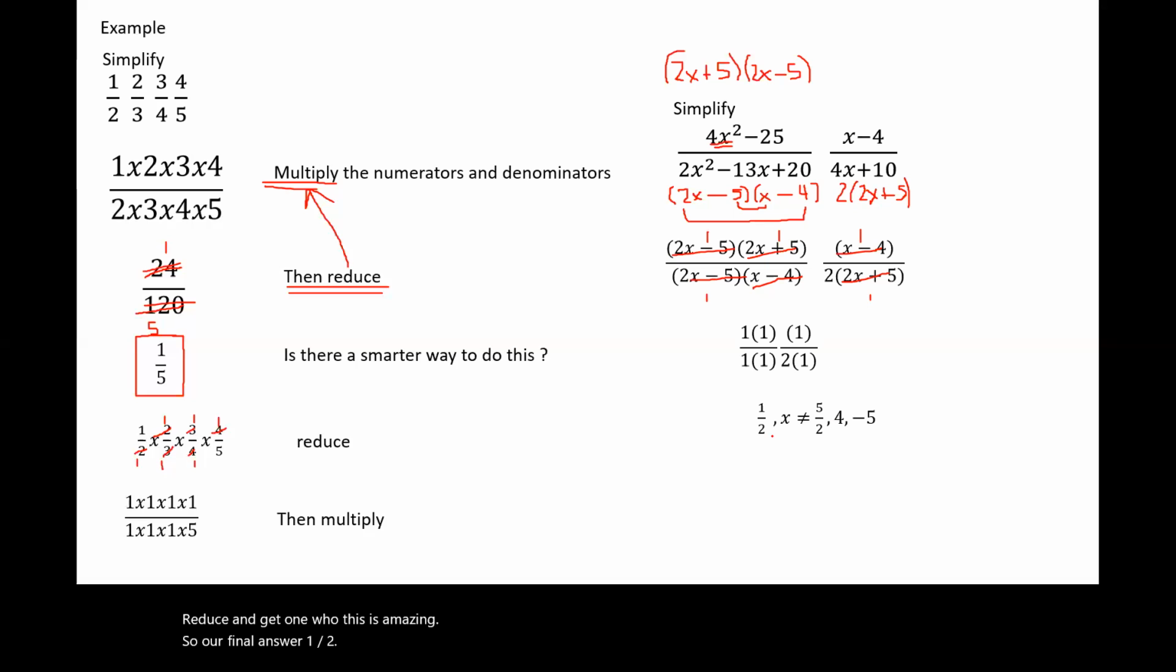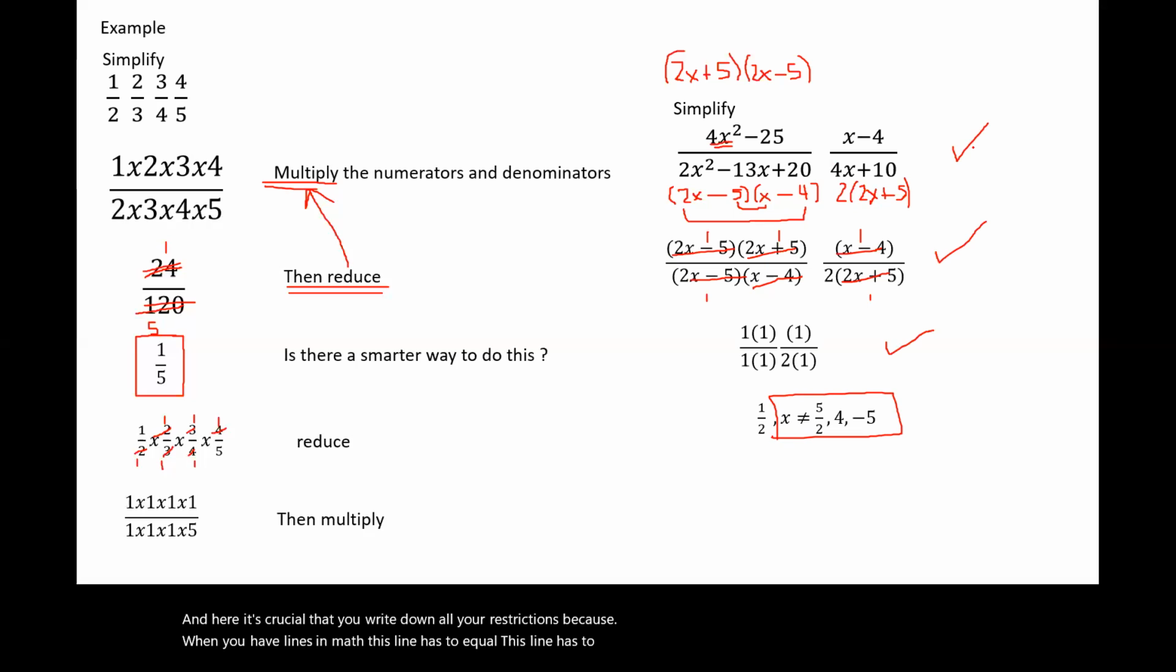And here it's crucial that you write down all your restrictions, because when you have lines in math, this line has to equal this line has to equal this line. And this line has all sorts of restrictions. It's easier to see them here. X cannot equal 5/2, 4, or -5/2. Oops. And so you must state your restrictions.